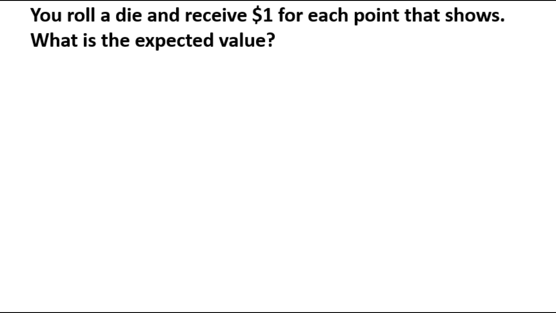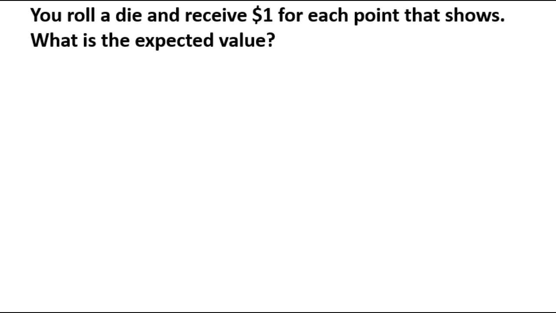Let's start with an example problem. It says that you have a die, and we receive $1 for each point that shows. When we talk about points on a die, a standard die has 6 sides. 1 through 6 are the numbers. So if you roll a 4, you get $4. If you roll a 6, you get $6. That's what we're talking about here.